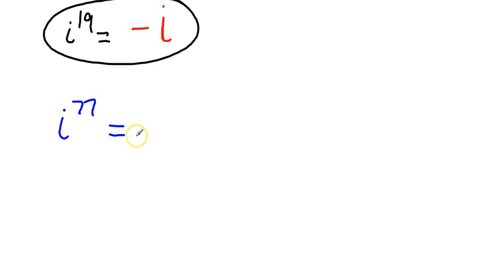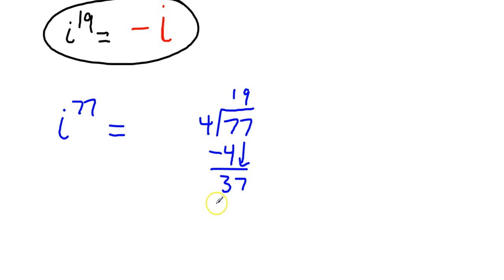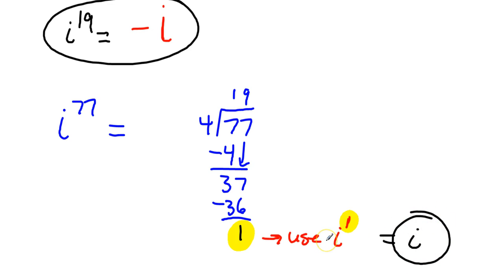i to the 77. Bingo, right? Maybe. Okay, so for 77, take 77 and divide it by 4. 7 minus 4 is 3. Bring down the 7. 9 times 4 is 36. The remainder is 1. So that is the key thing you're looking for. Your remainder is 1, so that means you're going to use i to the 1st power. And if you go back to that chart, i to the 1st power was just i. So that would be your answer.